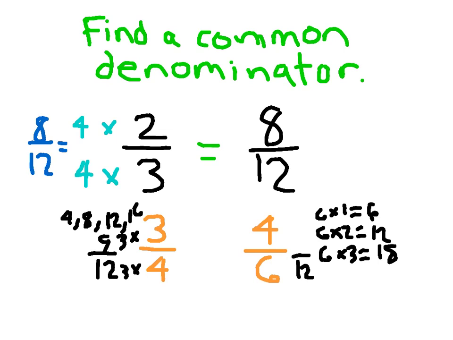4/6 in 12ths. To get from 6 to 12, we multiplied by 2. And if we do the same thing in the numerator, 4 times 2 is 8. So now we have denominators that are the same. So we can compare 9 with 8, and we know that 9 is bigger than 8. So that 3/4 is greater than 4/6.